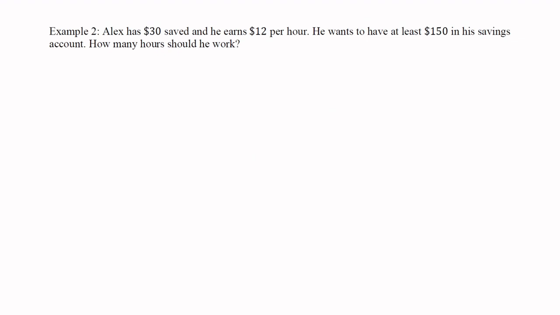Example 2, Alex has $30 saved and he earns $12 per hour. He wants to have at least $150 in his savings account. How many hours should he work? So we need to find out how many hours he needs to work. That's our variable x. We know that he has $30 saved already, plus he needs to work so many hours at $12 per hour. So that's $12 times the number of hours he works.